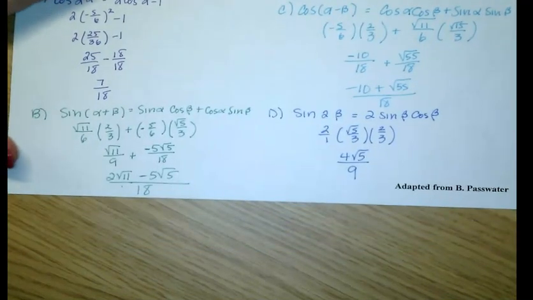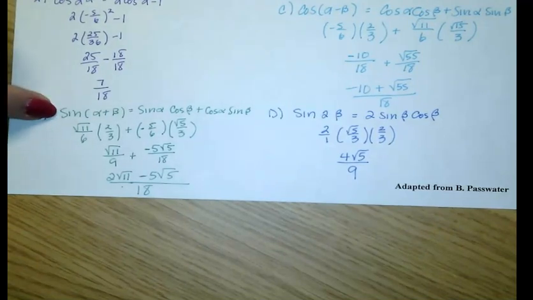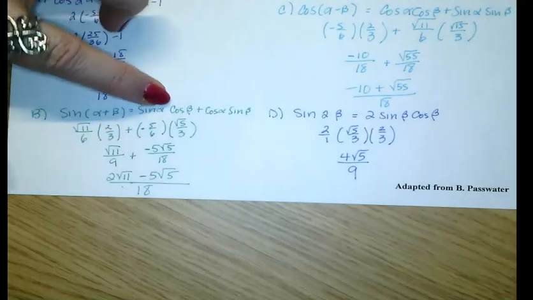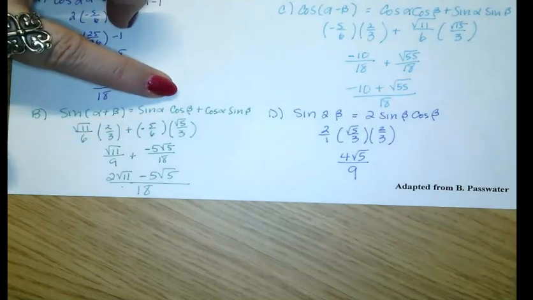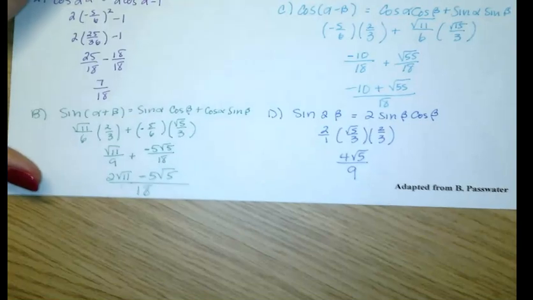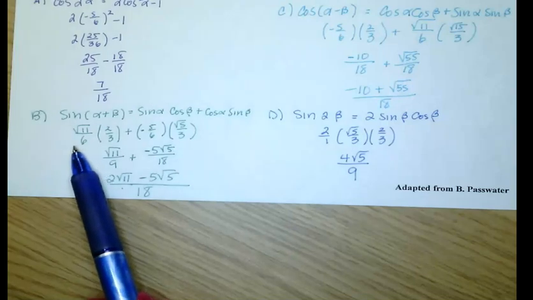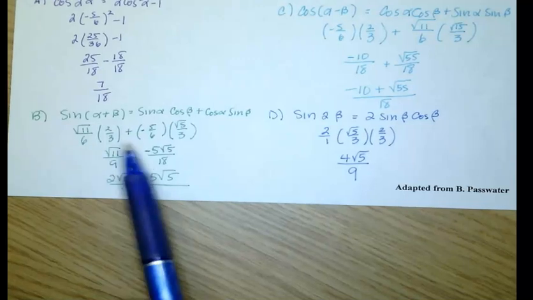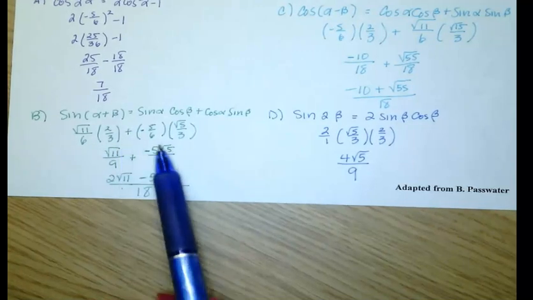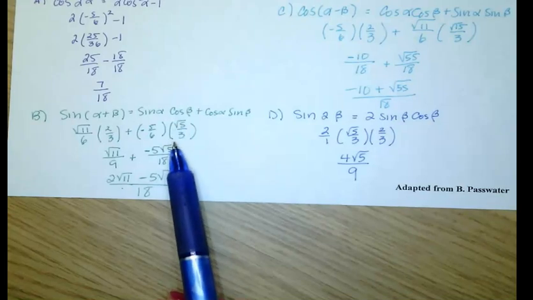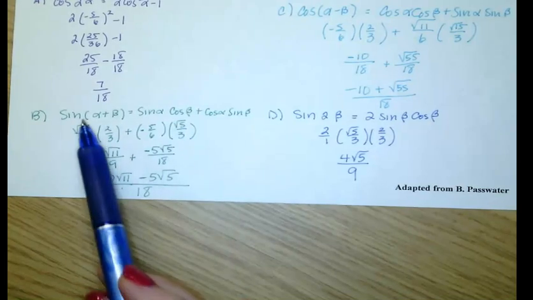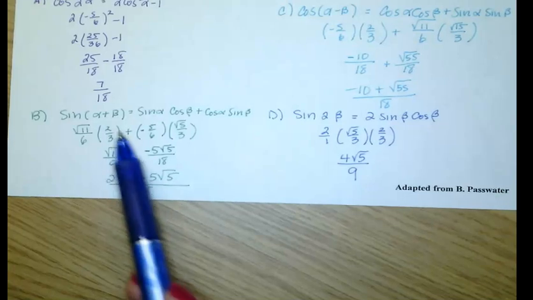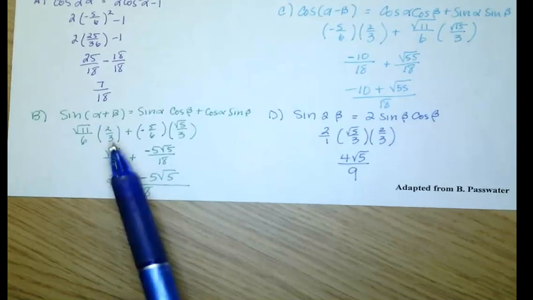For B, we're using the sum and difference formulas, and it gave me sine of alpha plus beta, so I just finished the rest of the identity out here, which will be sine alpha cosine beta plus cosine alpha sine beta. So then I went in and plugged in my values I found before I started. So sine of alpha is root 11 over 6 times 2/3 plus negative 5 over 6 times square root of 5 over 3. So then when I multiply the tops together, I can simplify 2/6 before I start.